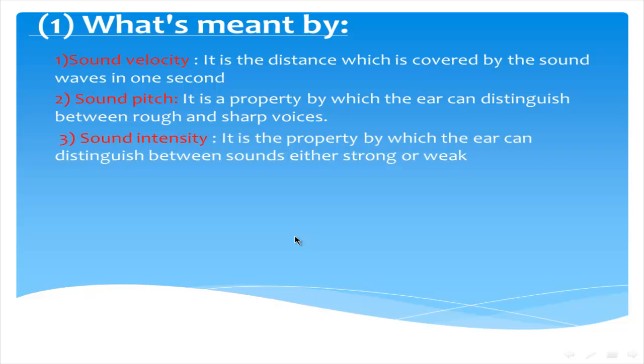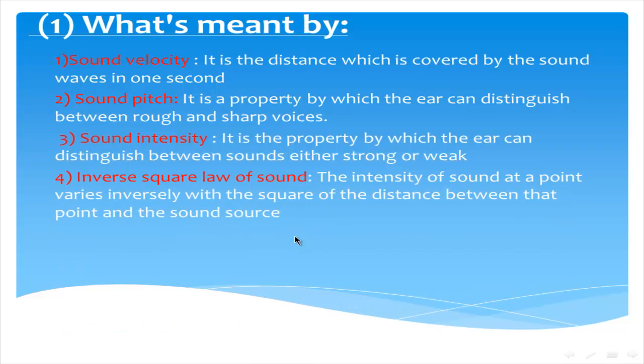Number 3, sound intensity. What's meant by sound intensity? It is a property by which the ear can distinguish between sounds, either they are strong or weak. Again, sound intensity is a property by which the ear can distinguish or differentiate between sounds either strong or weak.